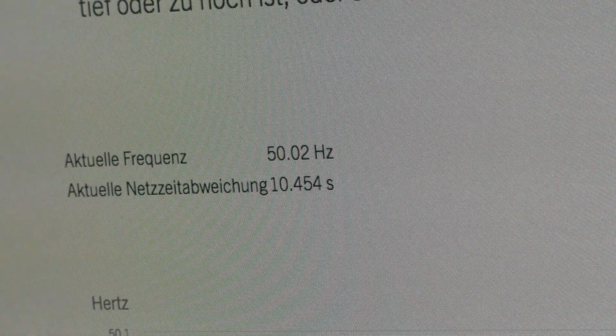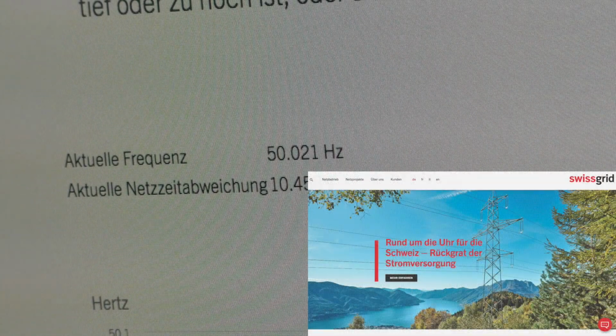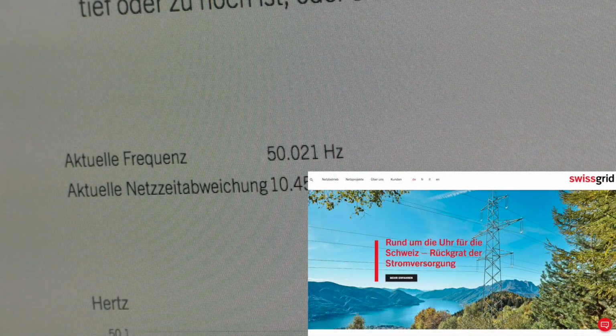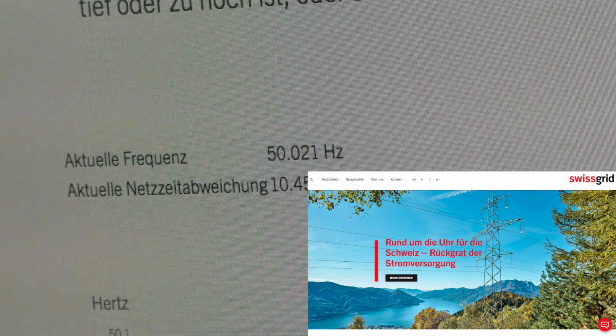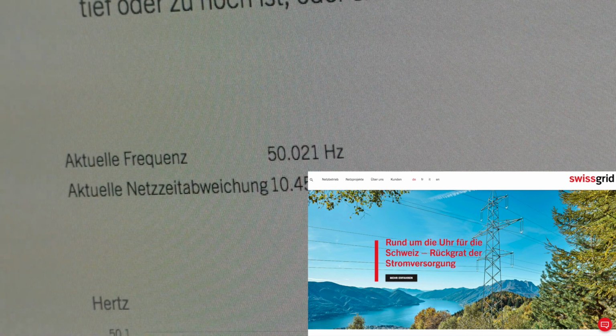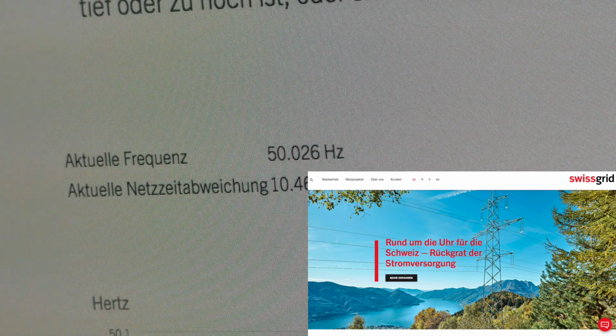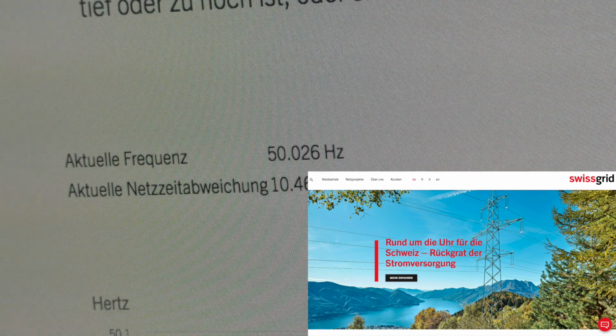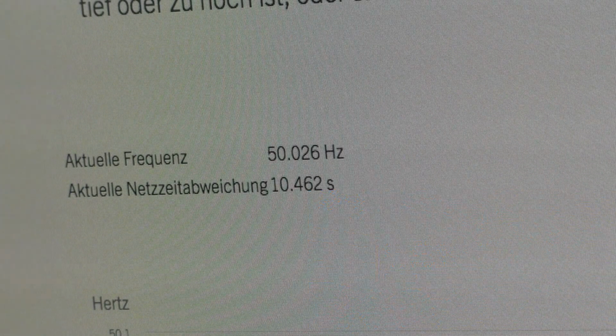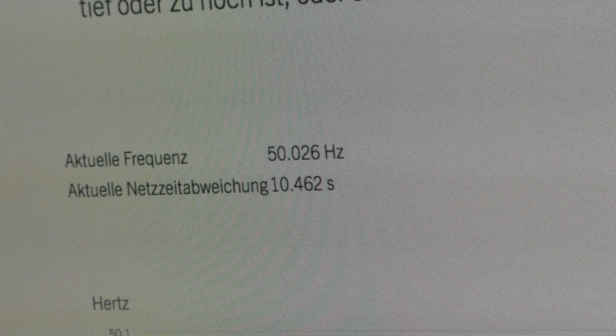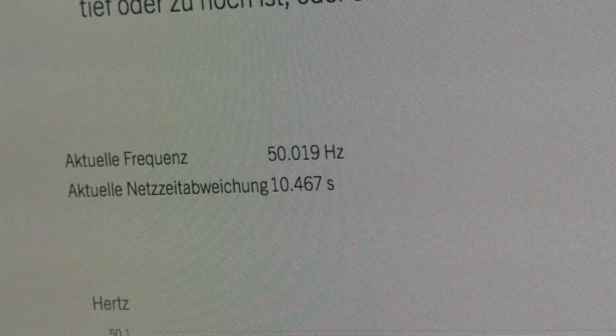I could, of course, just measure the frequency with the digital frequency meter, or I log in at the SwissGrid website. That's the company that controls and manages the whole electrical grid in Switzerland, working together with all the other European states and countries. And you can see the actual frequency is 50.019 Hertz.